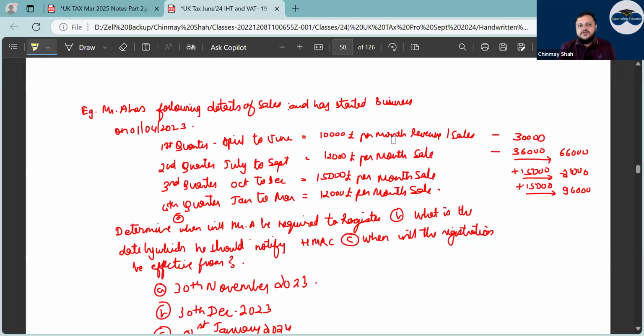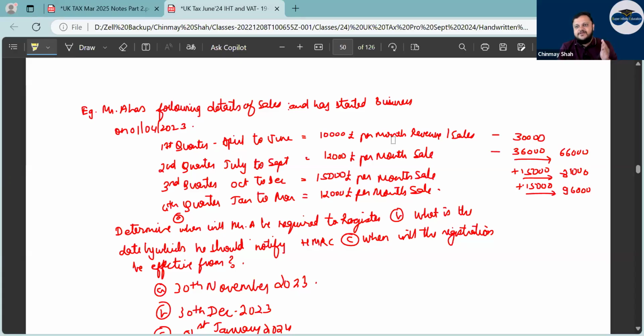Have a look. If you have the first quarter, April to June, 10,000 per month, 30,000 is the sale. So from the end of the first month you look at 10,000, second month 20,000, third month 30,000. Then 30,000 up to the third month, and the fourth, fifth, sixth months are 12,000 each. Then in the fourth month, 30 plus 12 is 42, then 42 plus 12 is 54, then 66. So 66,000 by the end of 6 months, right?